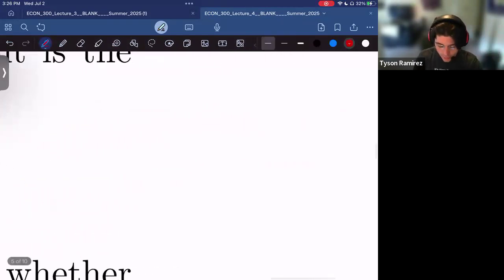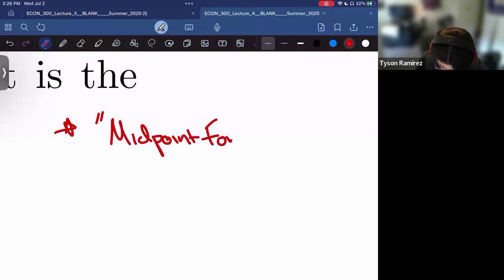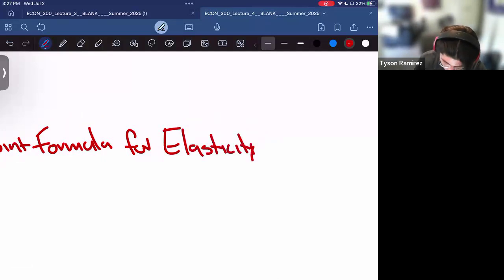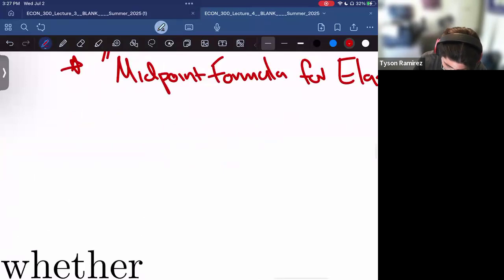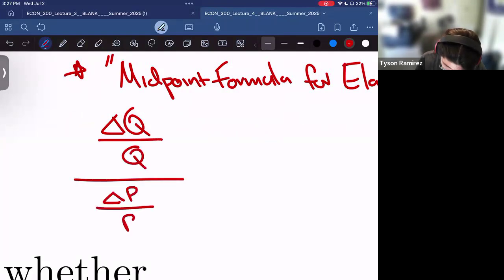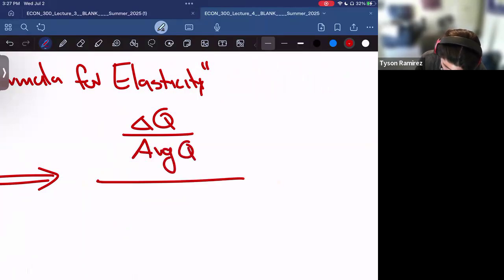Depending on where you took your microeconomics class, you also saw the midpoint formula for elasticity. What this means is that instead of delta Q over Q divided by delta P over P, you saw delta Q over average Q and delta P over your average P.